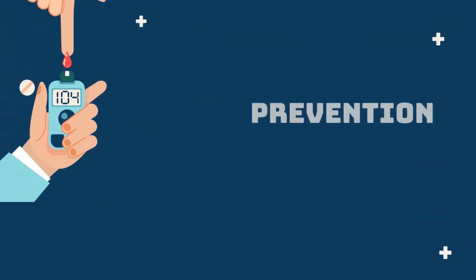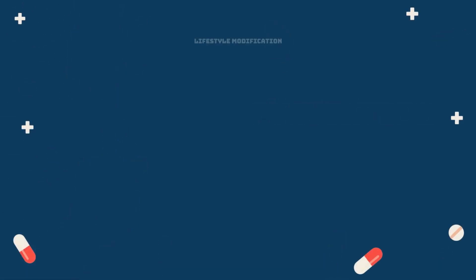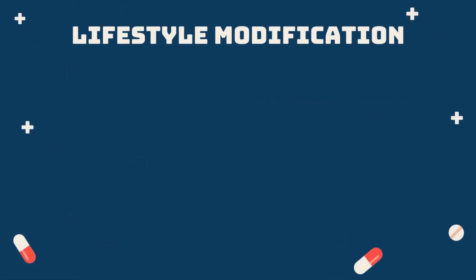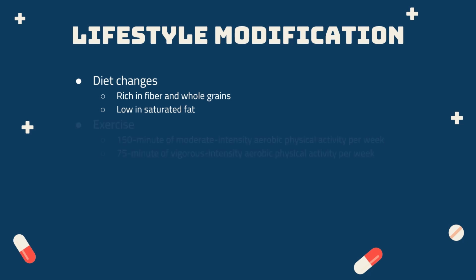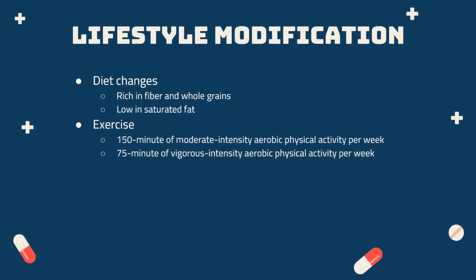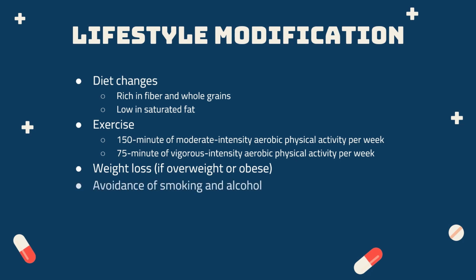How do we prevent diabetes? The risk of getting diabetes can be reduced with lifestyle modification, such as diet changes, specifically a diet rich in fiber and whole grains and low in saturated fat. Developing a regular exercise regime has also been proven to prevent diabetes. Weight loss may be necessary in overweight and obese people. Finally, it is highly recommended to stop smoking and drinking alcohol.